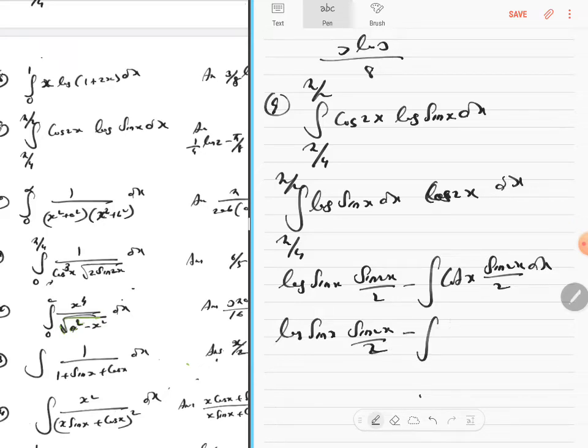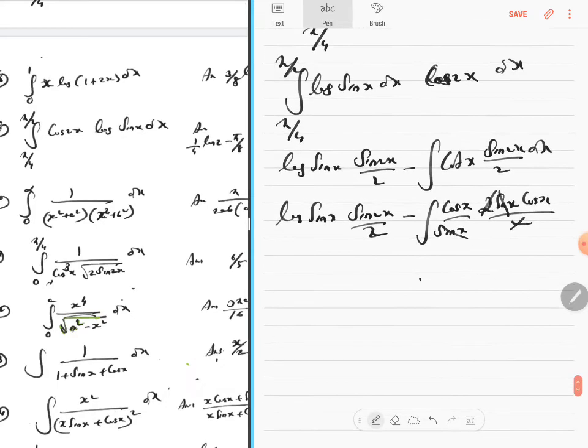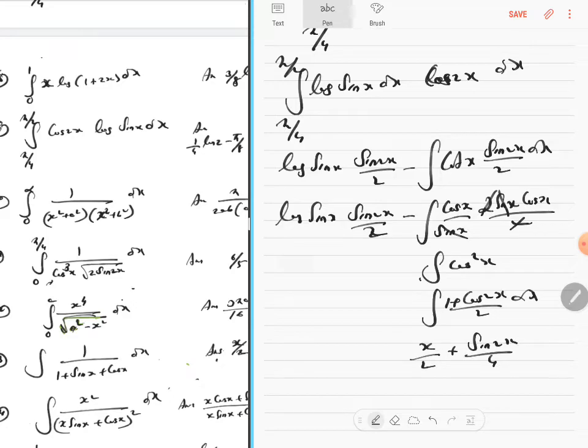This is cot x, which is cos x by sin x, into 2 sin x cos x by 2. The 2 and 2 get cancelled, sin x gets cancelled, and it becomes merely cos square x. Integration of cos square x, you all know it has to be written as 1 plus cos of double the angle by 2 dx. So the answer will be x by 2 plus sin 2x by 4, and this part you already have solved, log sin x into sin 2x by 2, with a minus sign, integrated from pi by 4 to pi by 2.